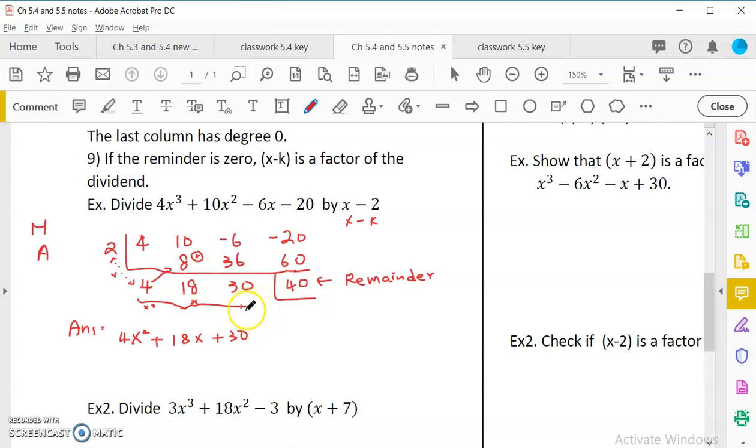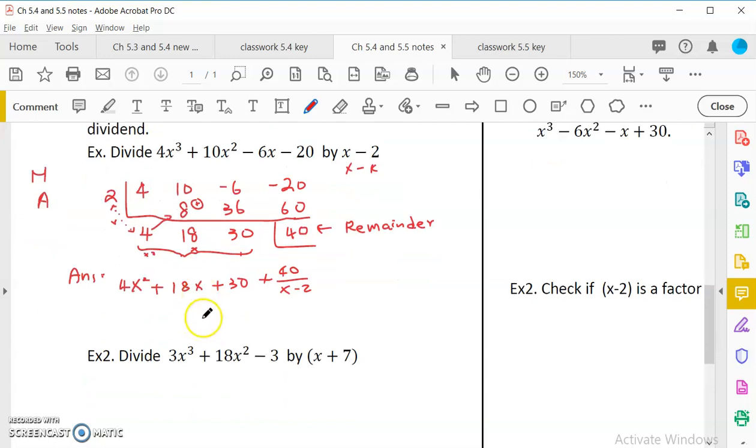And then we have to write the remainder, 40 over, what is it, x minus 2. So it is as if we did a long division, but you see that it's so quick. We only do multiply and add, no need to subtract. You don't need to worry about those x to the something.